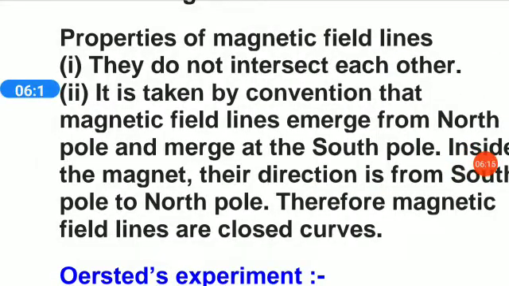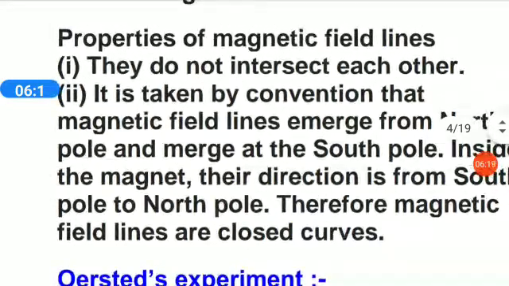A question comes sometimes: is magnetic field a vector quantity? Give reasons. So yes, magnetic field is a vector quantity. It has both magnitude as well as direction.